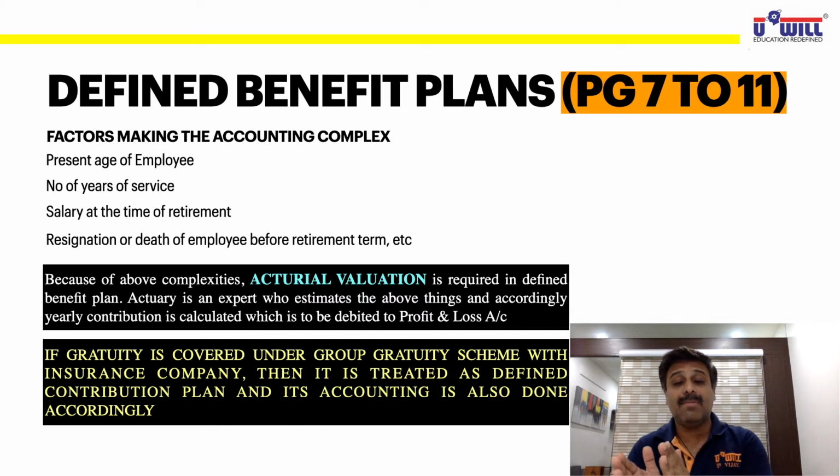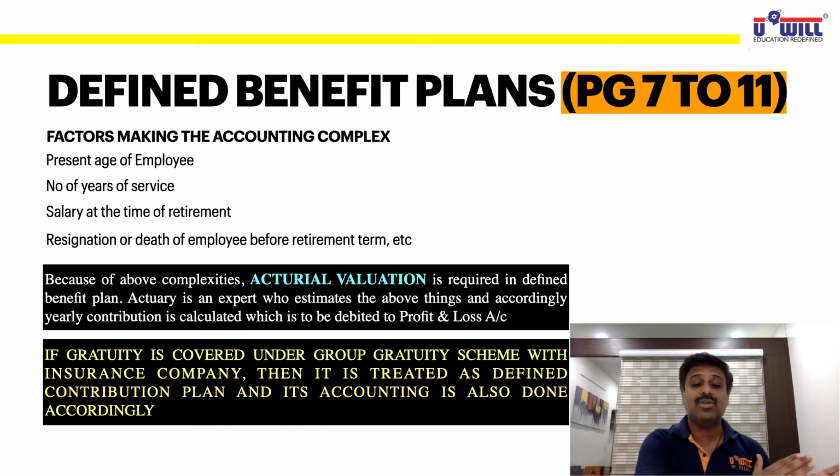Same way, in defined benefit plan, gratuity and pension, which one is a defined contribution plan? If the gratuity is covered under a group gratuity scheme, because you buy a group gratuity scheme with the insurance company, here the contribution of the employer is fixed. He has to pay premium to the insurance company, and then whatever is the maturity value of that policy will be given as gratuity to each and every employee covered under that scheme. So if you are taking gratuity under a group gratuity scheme with the insurance company, then it is not a defined benefit plan. It is a defined contribution plan.